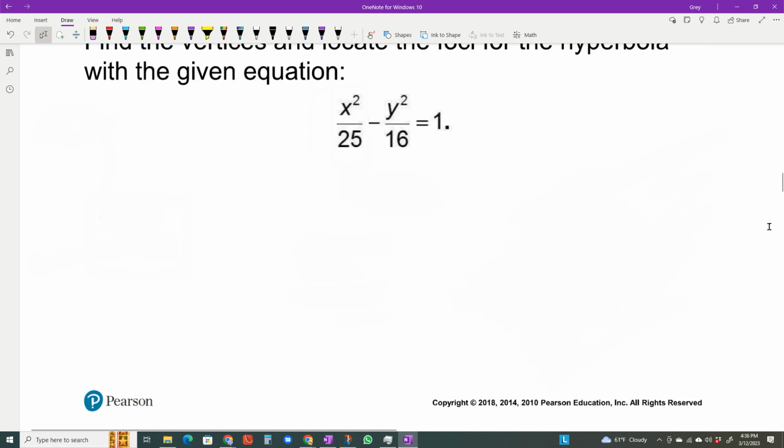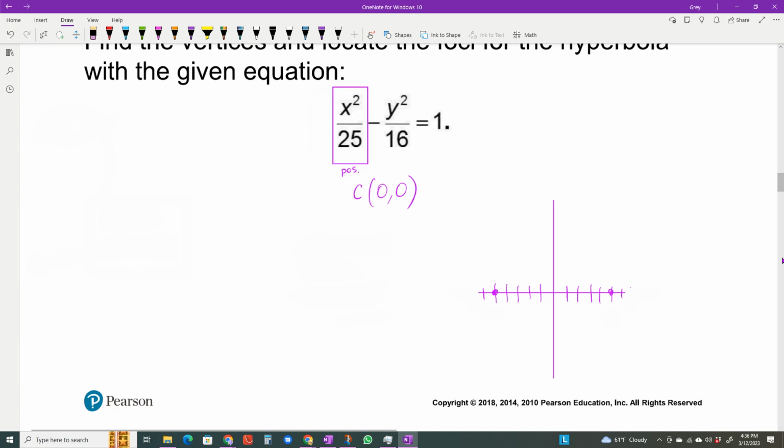So first and foremost, when I'm given an equation, I'm going to find the center. And the center in this case is 0, 0. So I'm going to come down here, and just like we did in the ellipse, x squared. Under the x is 25, but I take the square root of that. So I go 5 in both directions. That is my positive term. So that means that these are my vertices.